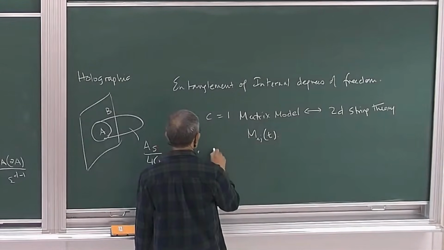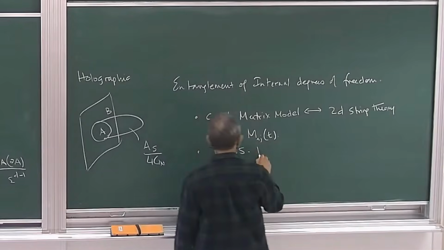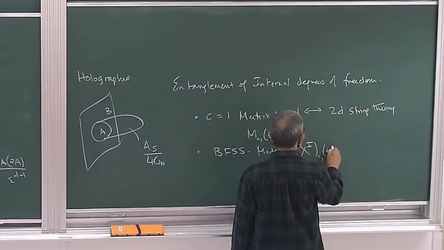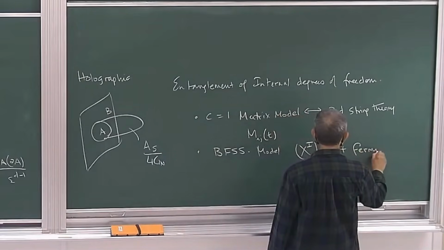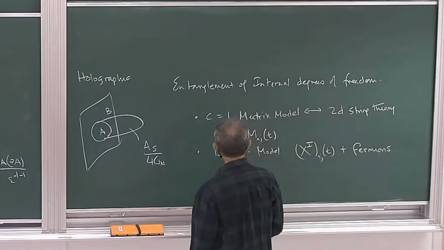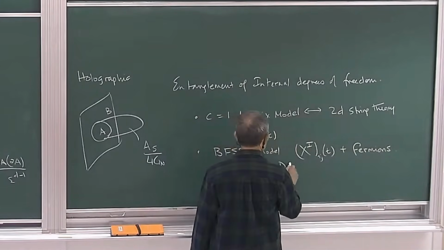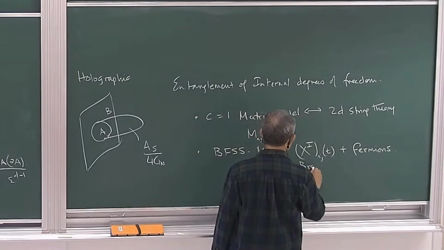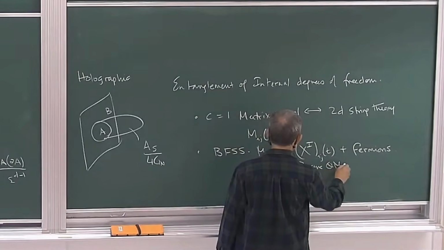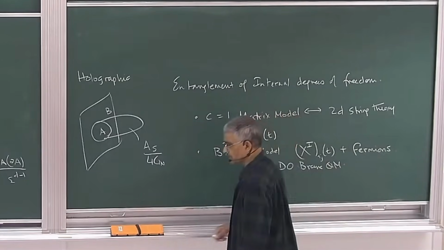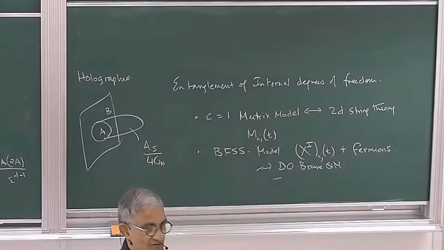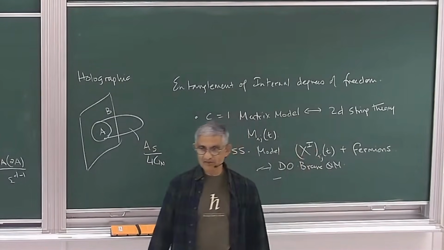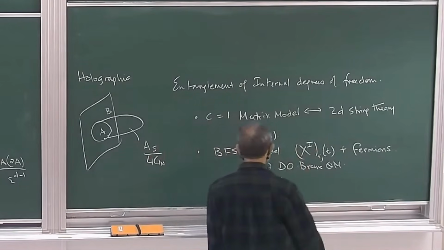A slightly more powerful thing, but much less understood, is the BFSS model, where you have 9 such matrices. The model is just what is basically called D0 brane quantum mechanics. And its dual, depending on the kind of limit you take, is either gravity in the background of these D0 branes, or if you're a little more ambitious, flat space M theory.